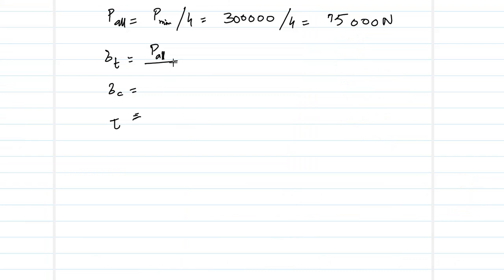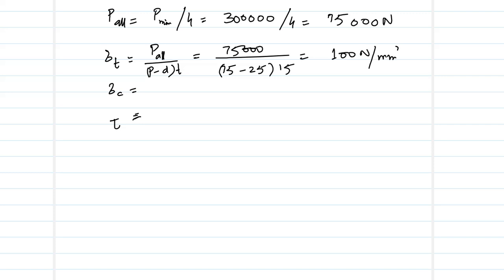Like in this case, tensile area is (P minus D) times T. The load is 75,000 divided by pitch 75, diameter 25, thickness 15. If I just use my calculator, 75,000 divided by 75 minus 25, which is 50, into 15. The value comes out to be 100 newton per millimeter square, or 100 mega pascal. Clear?